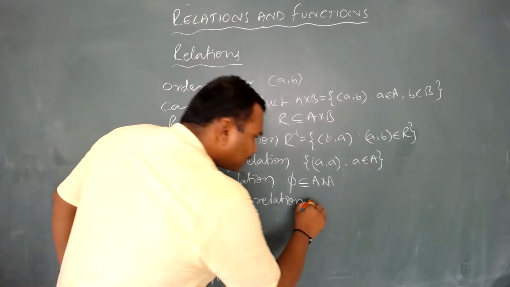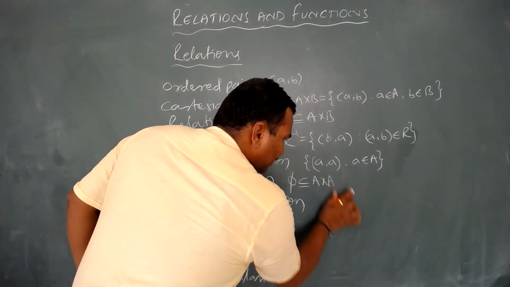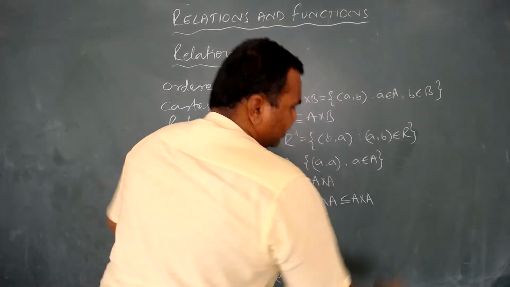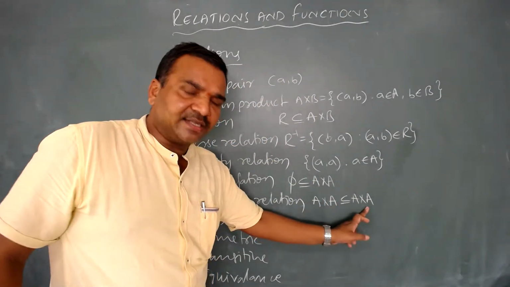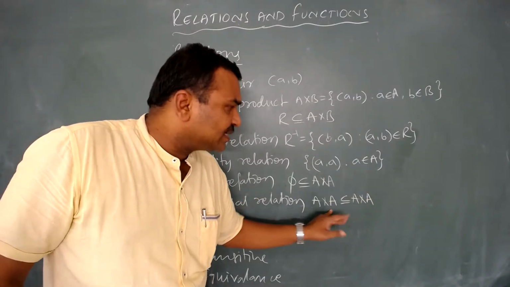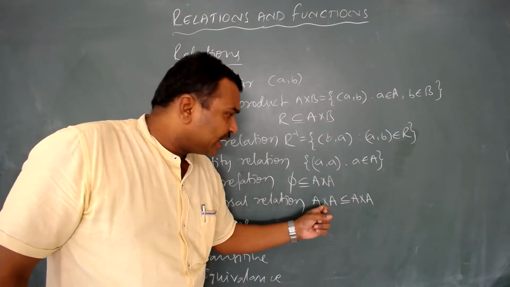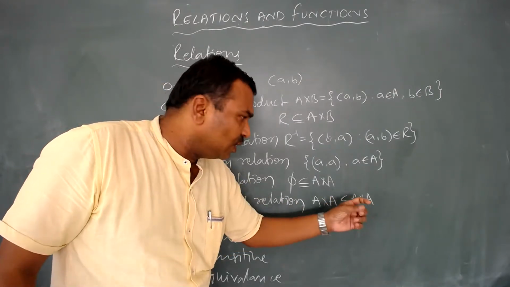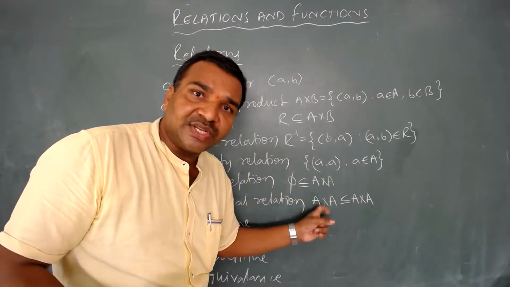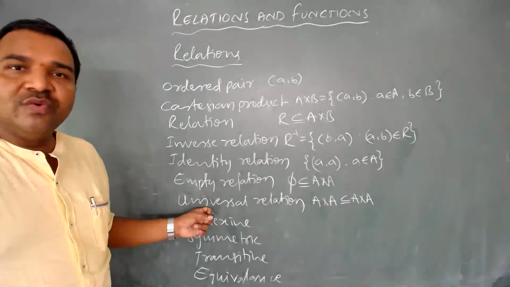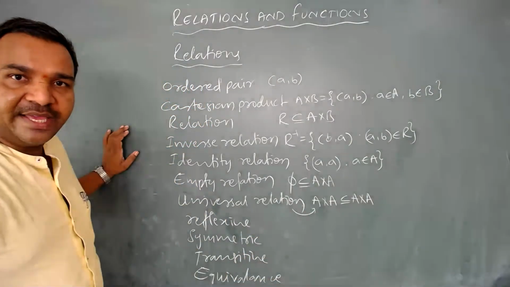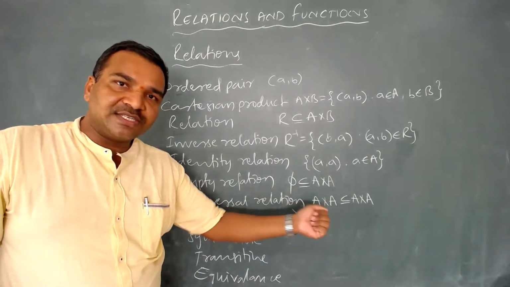Okay. Next, universal relation. So A cross A is subset of A cross A. Can we agree? Every Cartesian product, whatever it may be, is also one of the sets. Thus, that set is subset to itself. So A cross A is subset of A cross A. So a subset of A cross A is a relation. So A cross A is a relation. Especially this relation is called universal relation on A. So A cross A is universal relation on A.